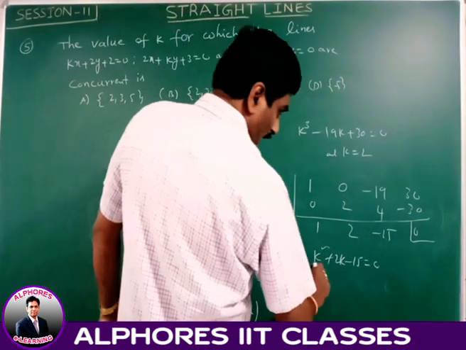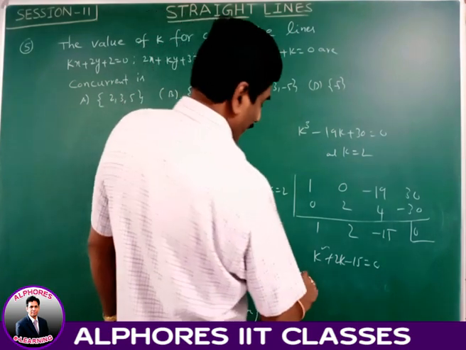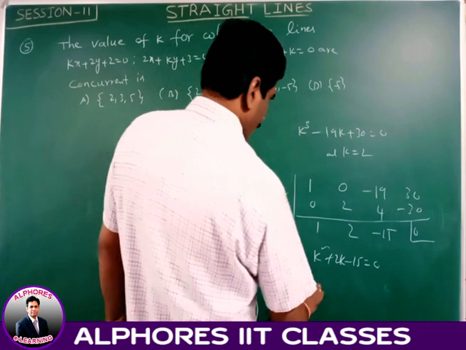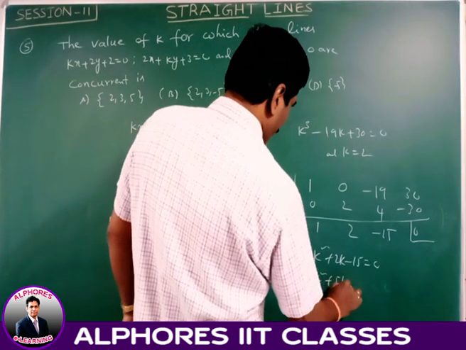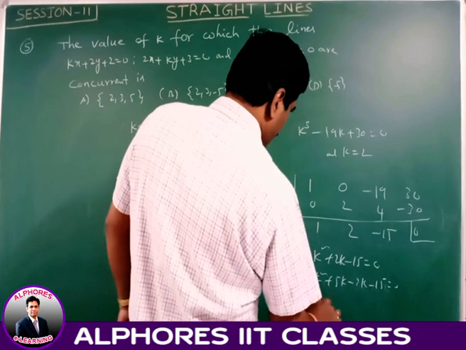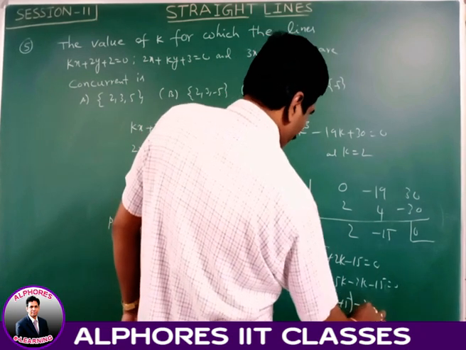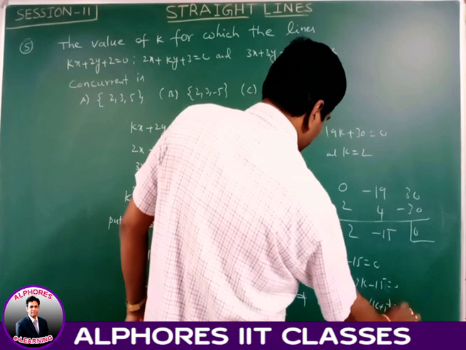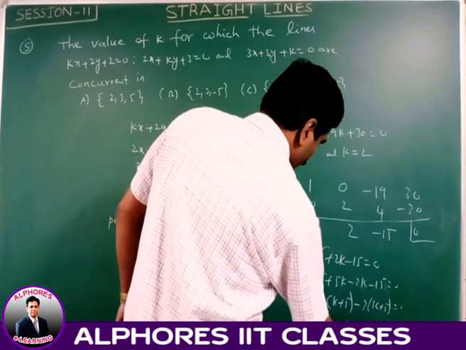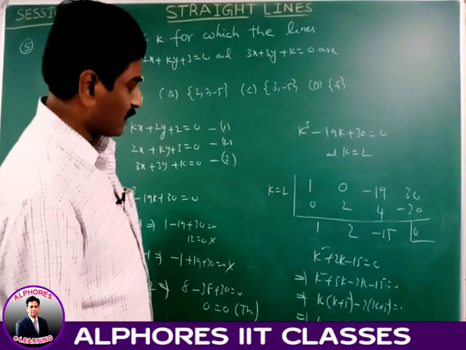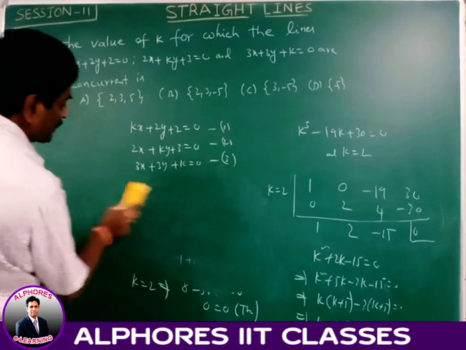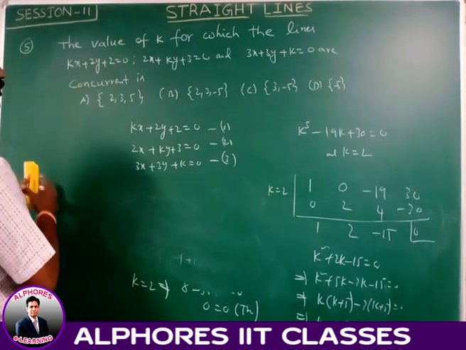After factorization, it can be reduced. What are the factors? 5 into 3 is equal to 15, and 5 minus 3 is 2. That means k square plus 5k minus 3k minus 15 is equal to 0. k is the common term: k into k plus 5 minus 3 into k plus 5 is equal to 0. Finally, we get k is equal to 3 or k is equal to minus 5. Finally, the values of k are k is equal to 2, 3 and minus 5.